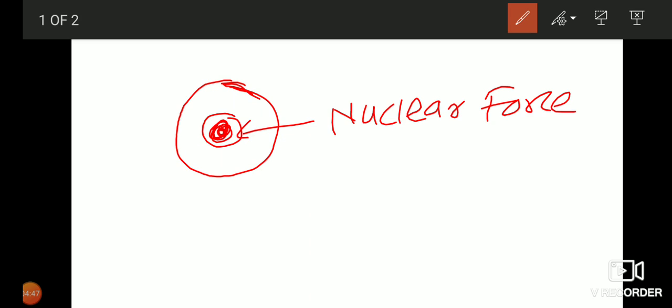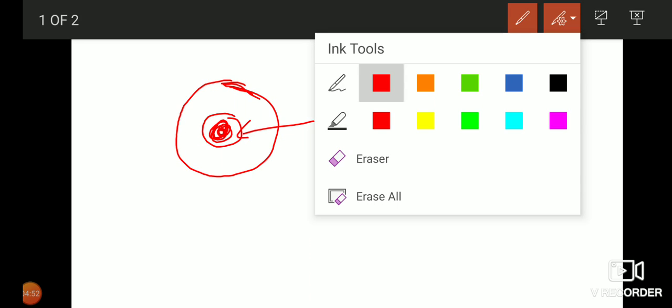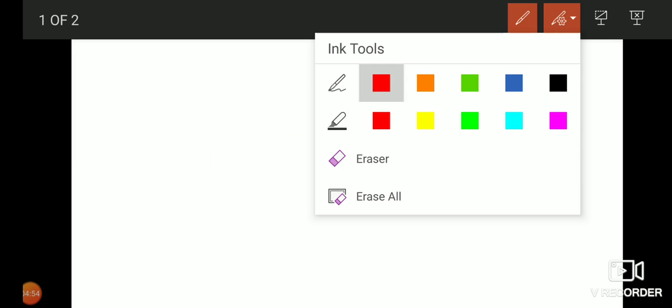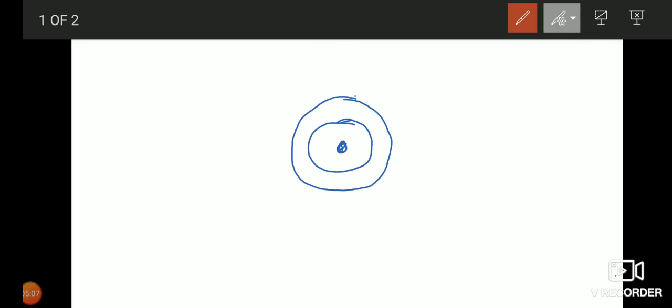Okay, now see students, another diagram I am going to draw, which is very important to understand this concept. Now see, this is one shell and there the nucleus is there. So I am going to draw another shell. Now this is another shell. Okay, I will change the color. I will show another shell here. Okay, so this is another shell, just understand.